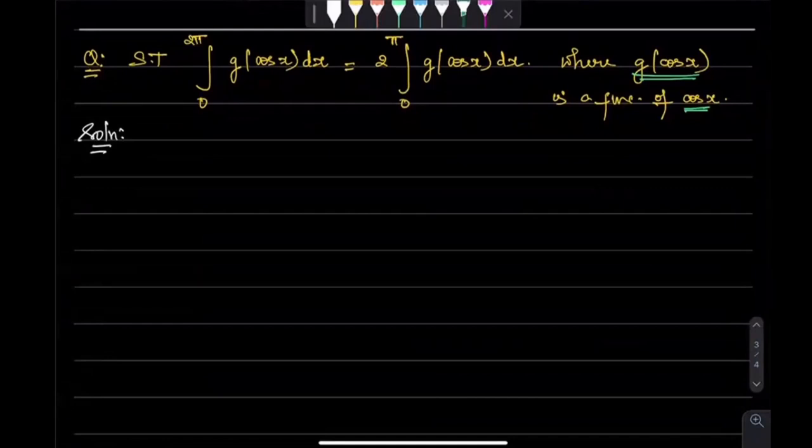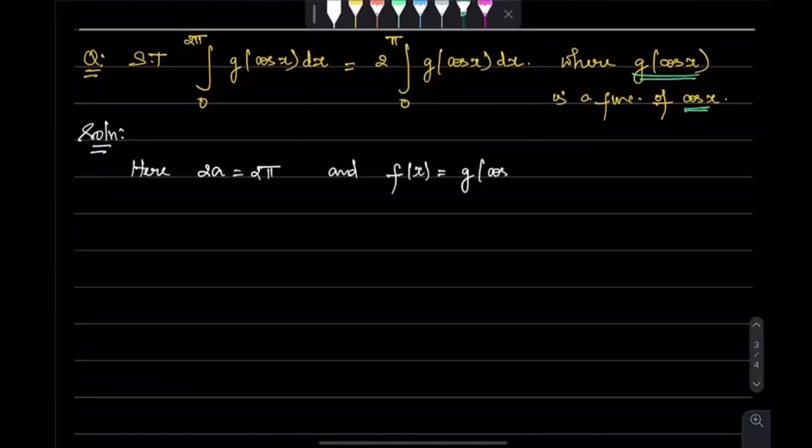It is of the form of the formula. You can see the integral clearly, 0 to 2a. Yes, it is obviously in the form of 0 to 2a. So here I can say 2a is equal to 2 pi. And your f of x is what? G of cos x.